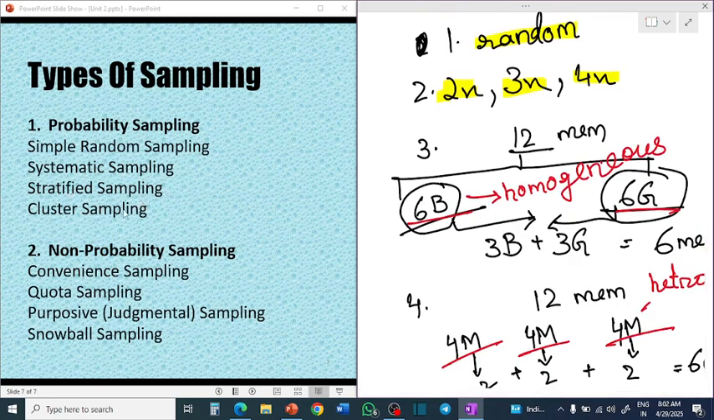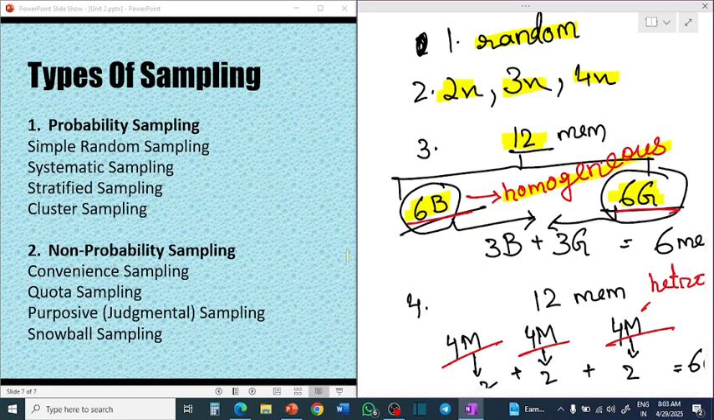Now we come to stratified sampling. You have 12 students in your class. First, you divide them into homogeneous groups. A homogeneous group is a group which has the same kind or type of individuals. So you divide them into two groups: 6 boys and 6 girls. Both of these groups are homogeneous because all the members in each group are of the same type.